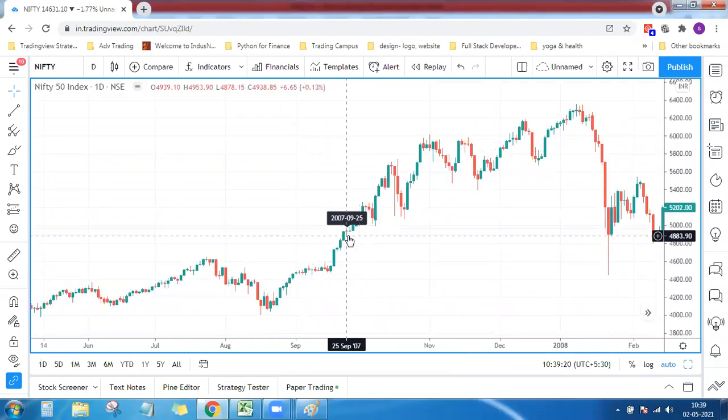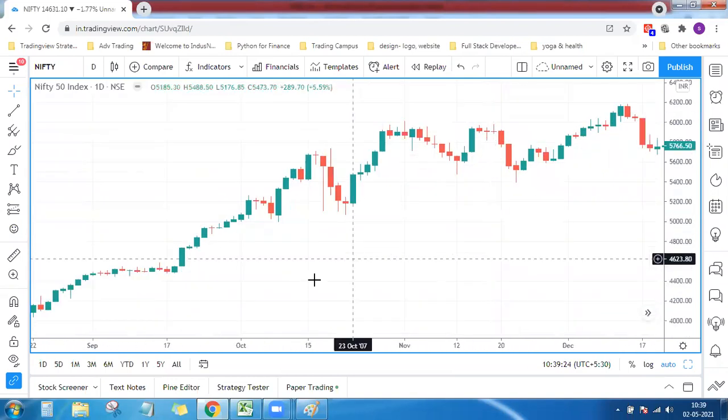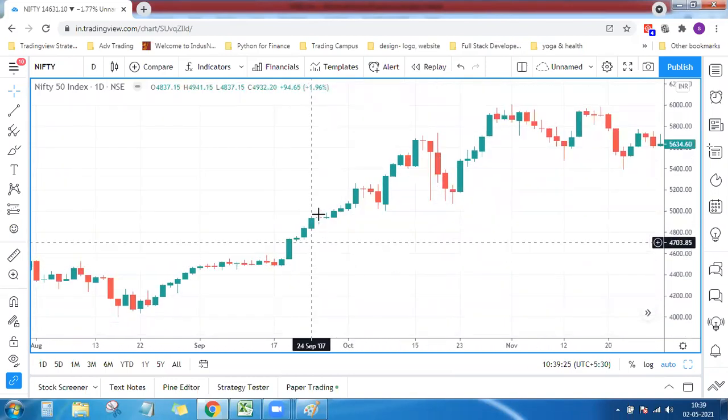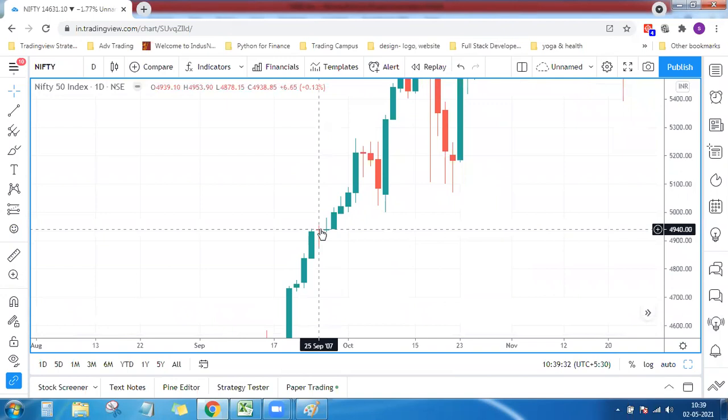Here it is. If you see, the body is negligible, almost no body. The distance between opening price and closing price, if you see, 4939.1. So just a 25 paisa difference is there in between the opening and closing. And the range between high and low is greater than 1% of the closing price.